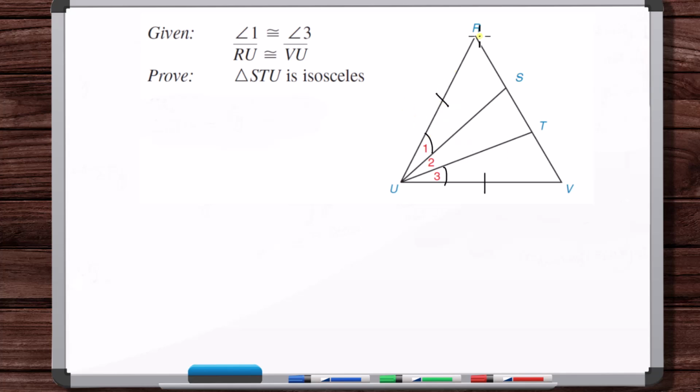So, we know triangle RUV is isosceles with vertex angle U, so we know that these two base angles are congruent. With that, we can say by angle side angle that triangle RUS is congruent to triangle VUT. I'll go ahead and put angle side angle, but you don't have to. So that means that corresponding sides are congruent. So US corresponds to UT, so these two are congruent. And that means triangle STU is isosceles.